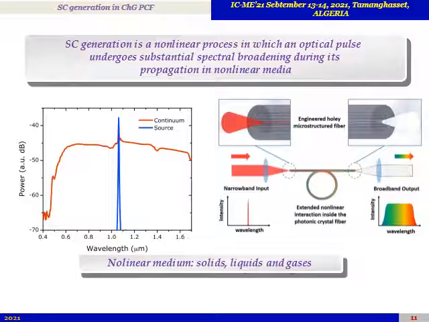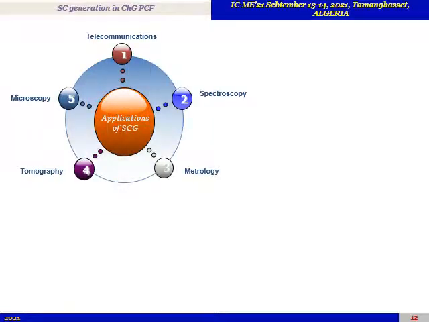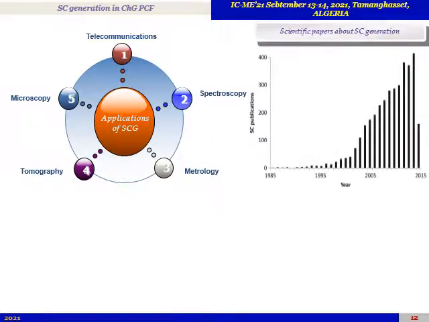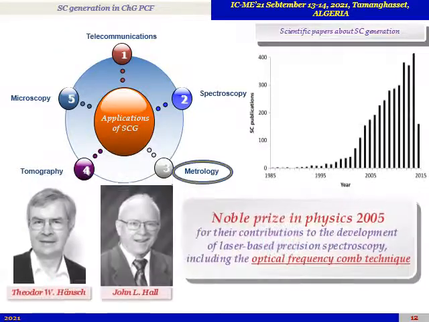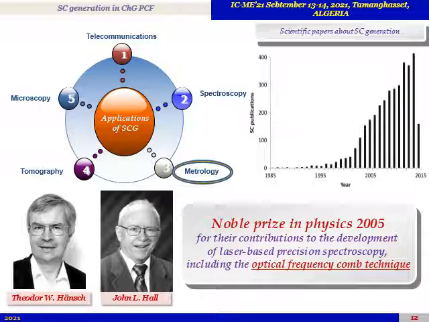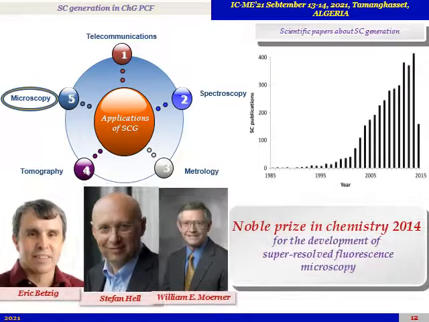So what is supercontinuum generation? It is a nonlinear process in which an optical pulse undergoes substantial and considerable spectral broadening during its propagation in a nonlinear medium such as solids and liquids. Sources based on supercontinuum generation are widely used in various applications such as telecommunications, spectroscopy, and metrology, and it gave rise to two Nobel Prizes, in physics in 2005 and in chemistry in 2014.